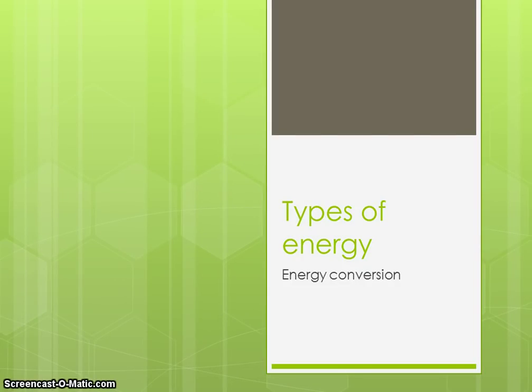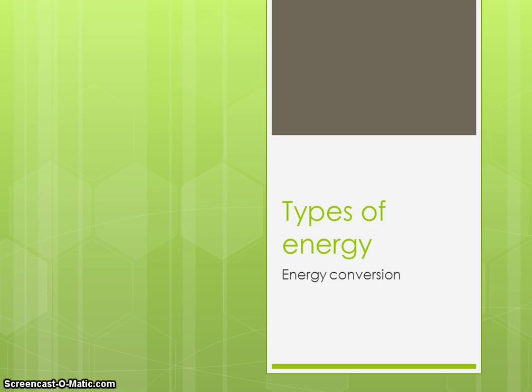Okay, today we're going to talk about all the different types of energy that exist on Earth. And to start off with, we know that all energy on Earth comes from the sun. You learned that in biology last year. Once it gets to Earth, it can be converted into lots of different kinds of energy. We're going to talk about those kinds.